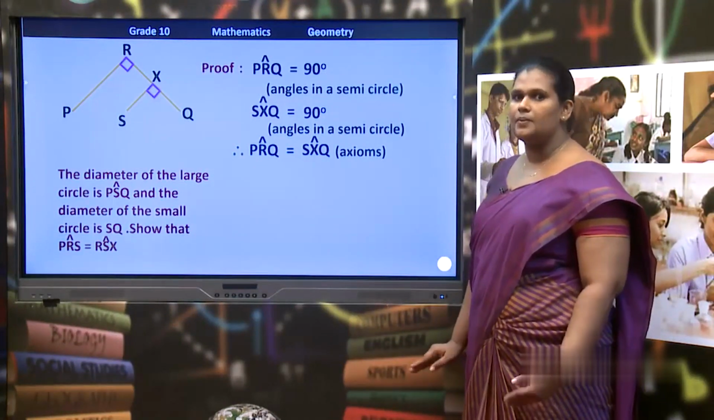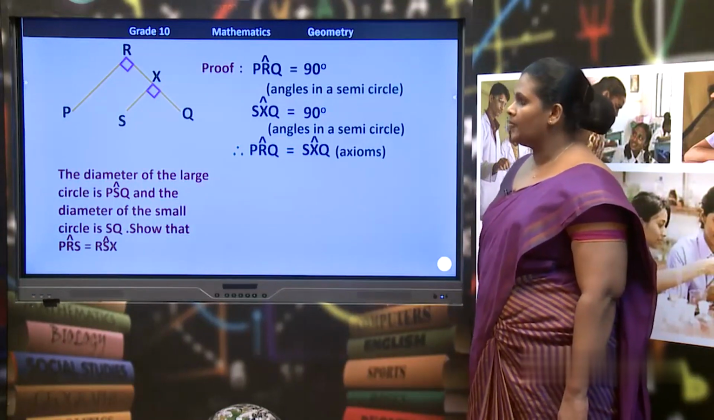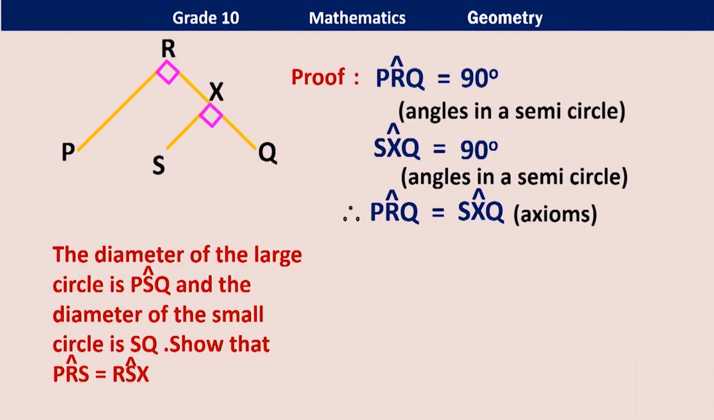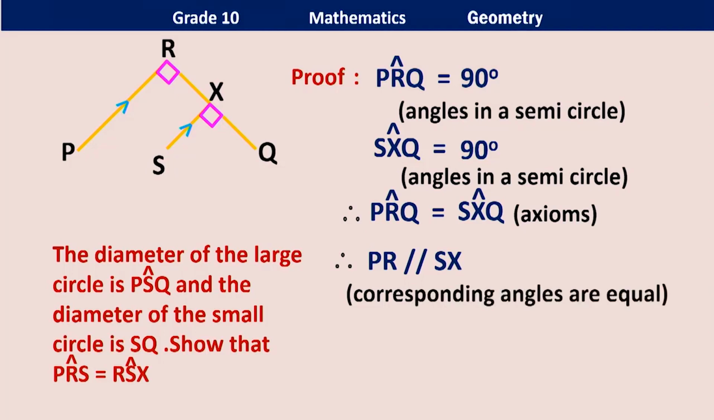Now we will consider another part of this figure. Once again I have taken a part of it to make it much easier. What can you say about angle PRX and angle SXQ? Those two are equal. So, we know that PR is parallel to SX. The reason is corresponding angles are equal. So, we got angle PRX equal to angle SXQ. We can consider those two as corresponding angles when PR is parallel to SX.